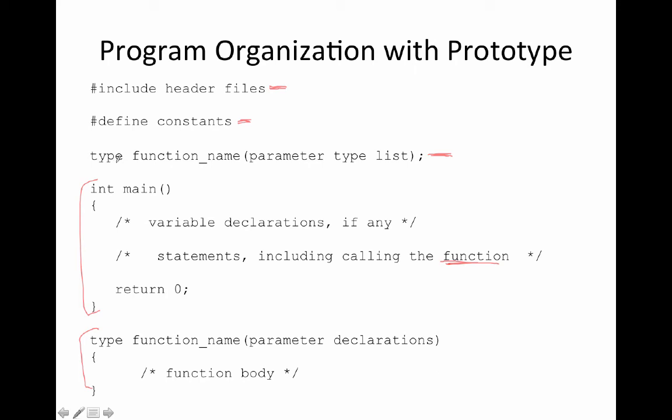So again, by having the function prototype up here first, that gives the compiler everything it needs to know that calling the function down here is done correctly. And then we can have the entire function definition underneath the main function.